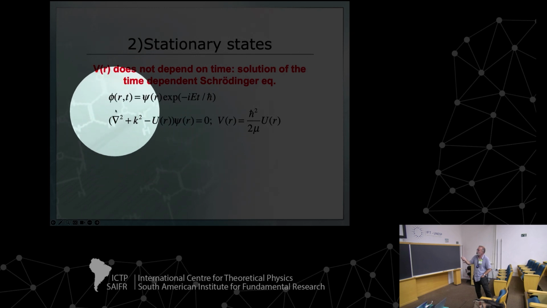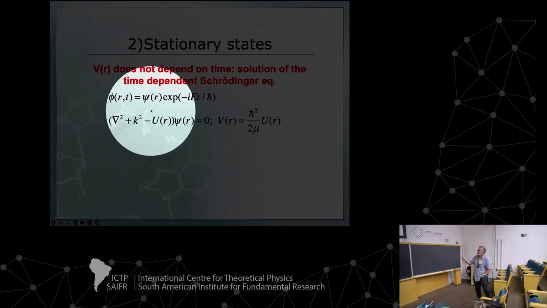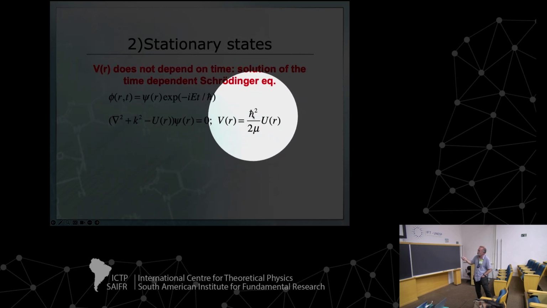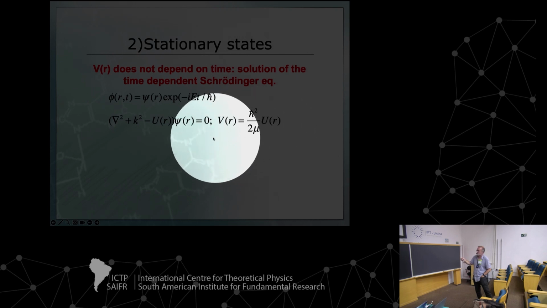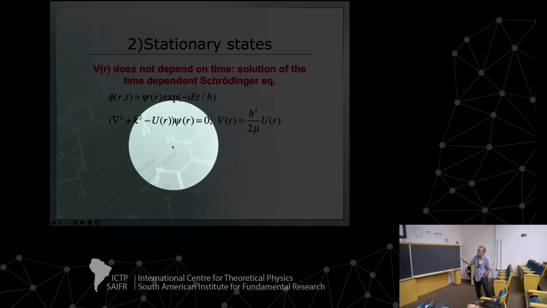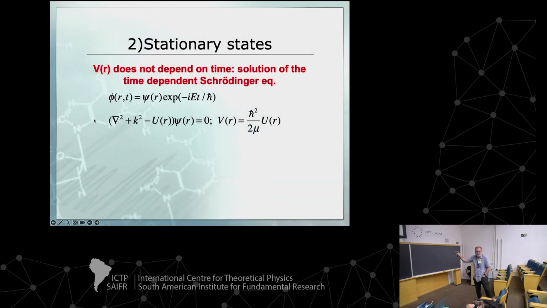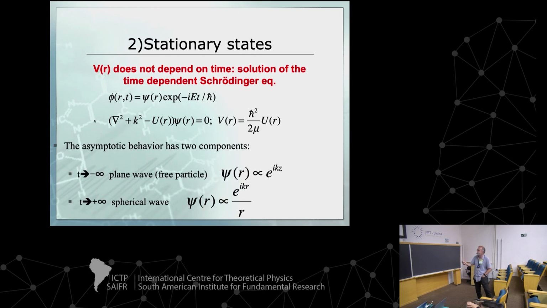We rewrite the equation a little bit using this U of R, in which we add this term. So this is for simplicity, to have a simpler expression for the Schrödinger equation. This is just the Schrödinger equation, rewritten in a more fashionable way.